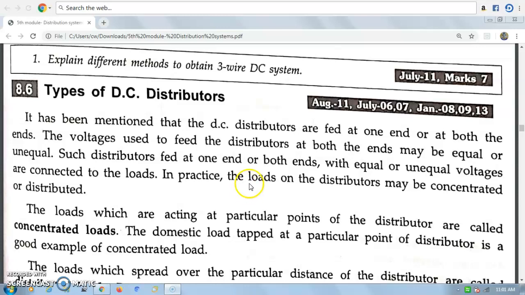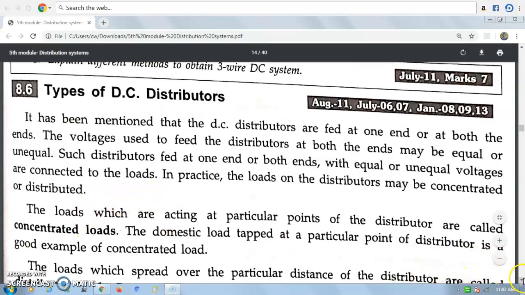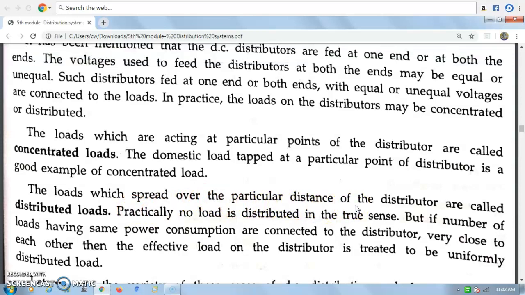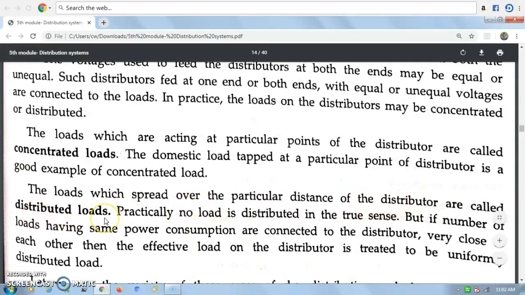loads. Hence, we can classify the distributors. The loads which are acting at a particular point of the distributor are called concentrated loads. Okay, if the load acts at a particular point, we call it a concentrated load. The domestic load tapped at a particular point of the distributor is an example of the concentrated loads. The loads which spread over the distance of the distributor are called distributed loads.